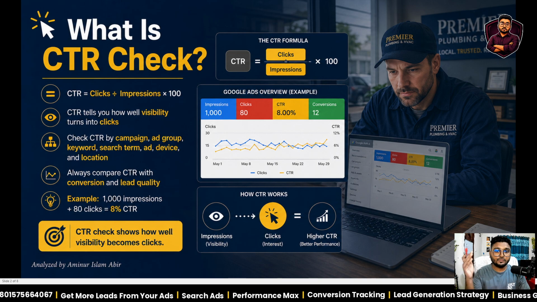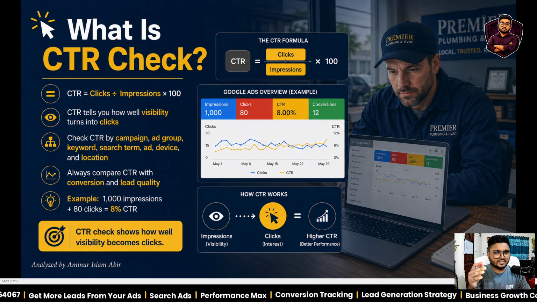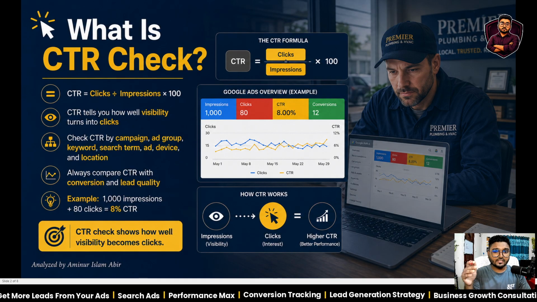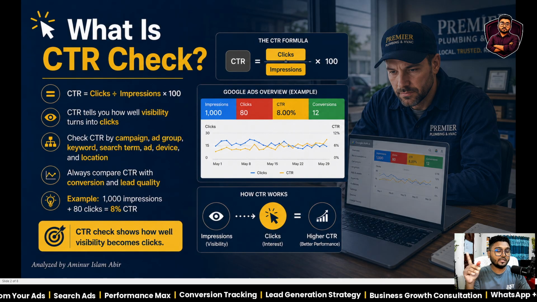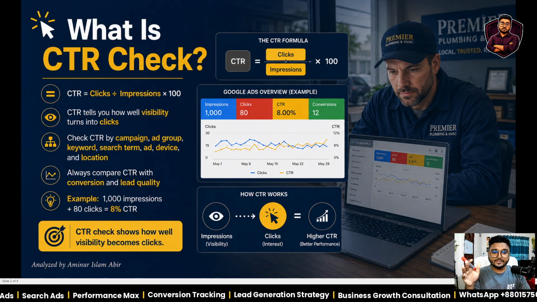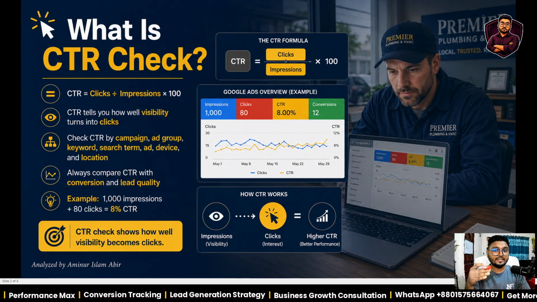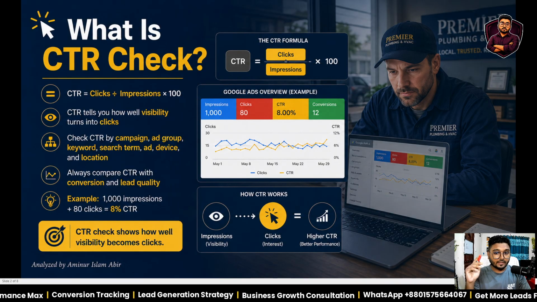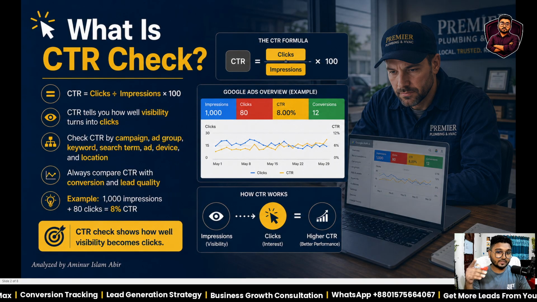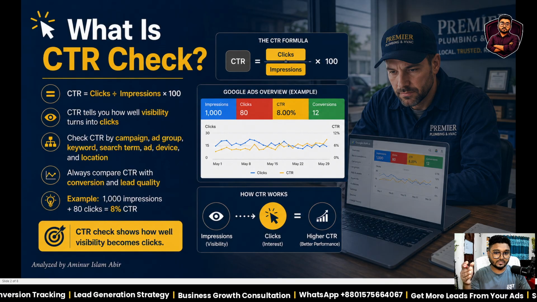And this is my slide 2. The topic is what is CTR check? CTR stands for click-through rate. The formula is clicks divided by impressions multiplied by 100. For example, 1000 impressions and 80 clicks creates an 8% CTR. The calculation is 80 divided by 1000 multiplied by 100.